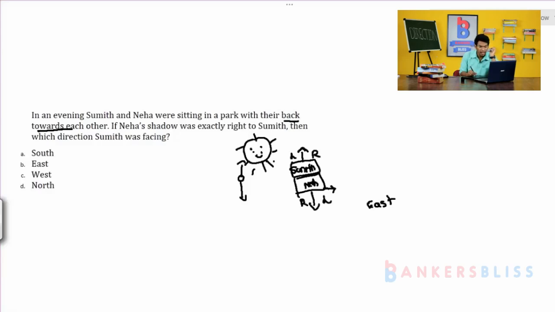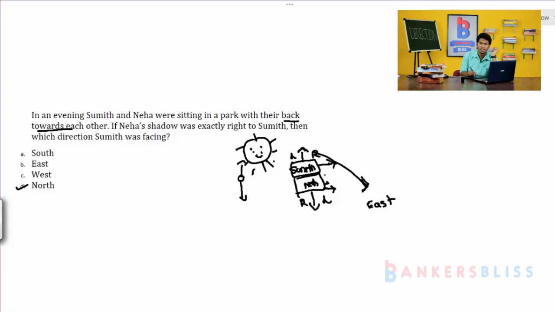Neha's shadow is exactly to the right of Sumit. Sumit is right. It means, look at here, the shadow is facing this direction. Then which direction was Sumit facing? Look at here, Sumit is facing the north direction.